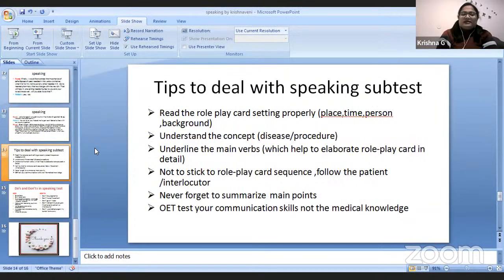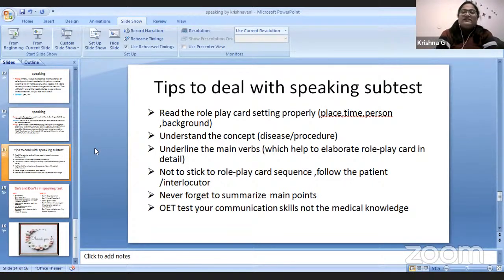So, I think you got some idea how to deal with the role play card. Never only concentrate on the role play card, or only concentrate on the patient. You have to follow the patient. When the patient says something, you have to react accordingly. So you will be able to clear the OET very easily.